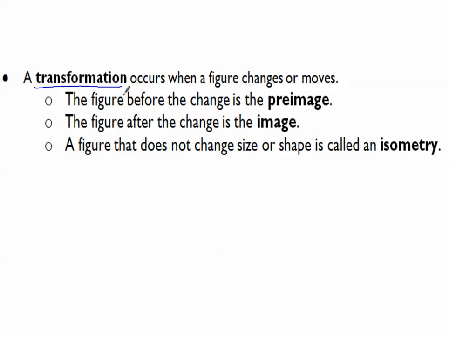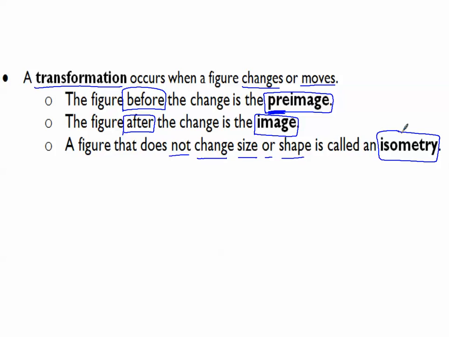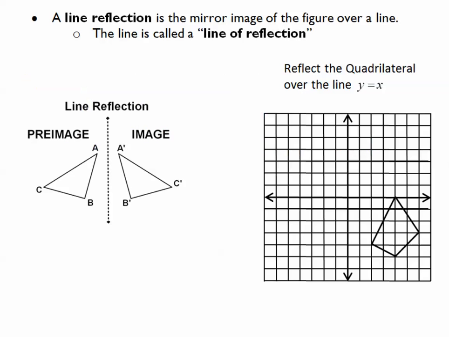A transformation occurs when a figure changes or moves. The figure before the change is called the pre-image. Pre, remember, means before, so that's the image before we move it. The figure after the change is the image, what we see after. For example, you look in the mirror, you see your image. That's your reflection. A figure that does not change size or shape is called an isometry. And today we're going to focus on the isometric transformations called translations, reflections, and rotations.